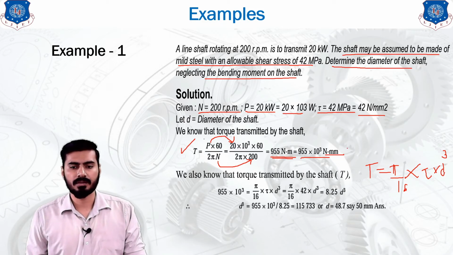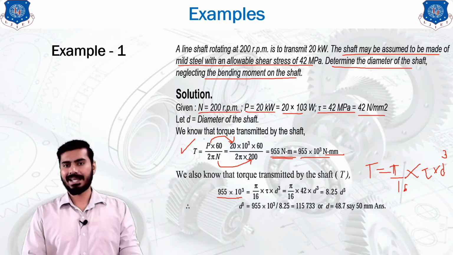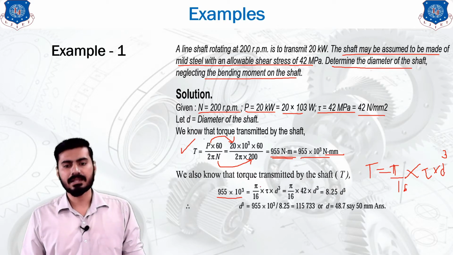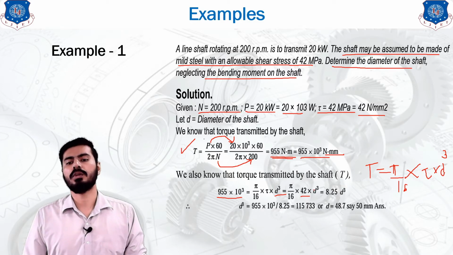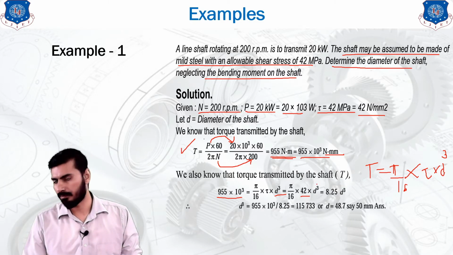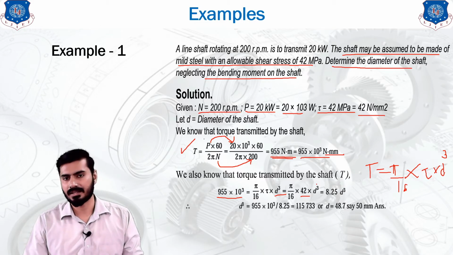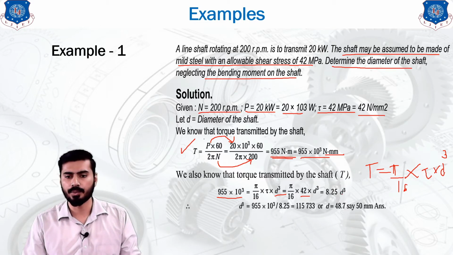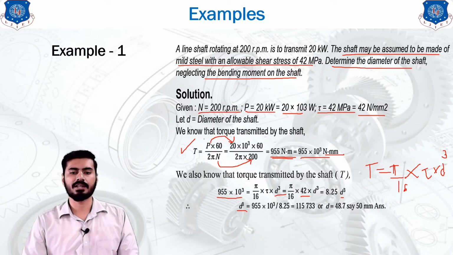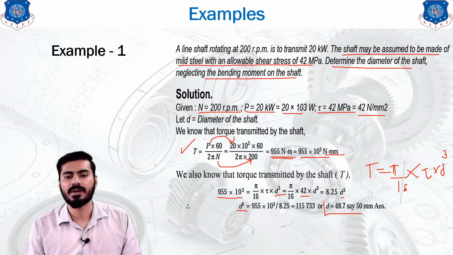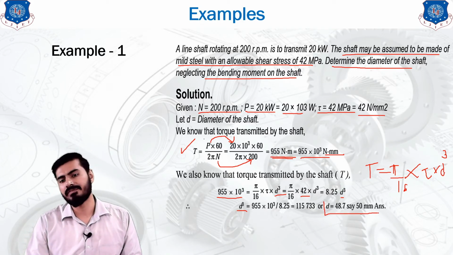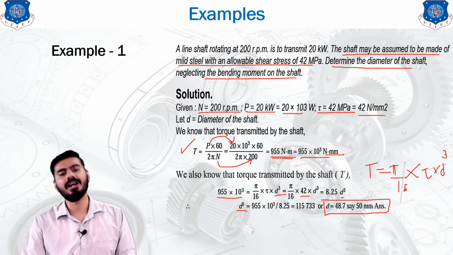For this particular equation, we know the value of the torque to be transmitted using the shaft, so 955 into 10 raised to 3 equals pi by 16 into tau into d cube. In this equation we know the value of tau, that is 42, so the only term that remains to be calculated is d cube. If you make d cube the subject and take the cube root of this answer, you will get the diameter d as 48.7, and we can say it as 50 mm. That is the final answer of the example.